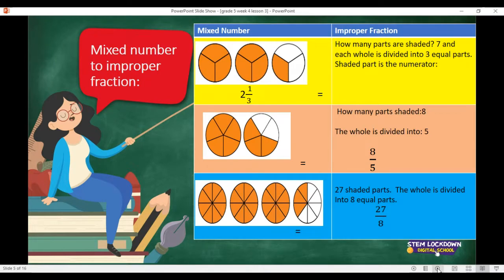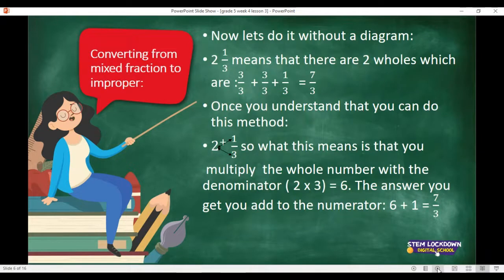Okay, Ashlyn, I hope you are with us. So now let's convert from a mixed number to an improper fraction without a diagram. That's where the abstract part comes in. The mixed number that we have here is 2 and 1 over 3. Now in an assessment, you don't have a diagram, you don't have time to draw the diagram, or you don't even have the instruments to draw the diagram with. So what is it that you do? I have two methods for you. You use any one.